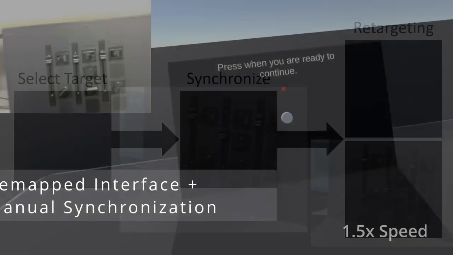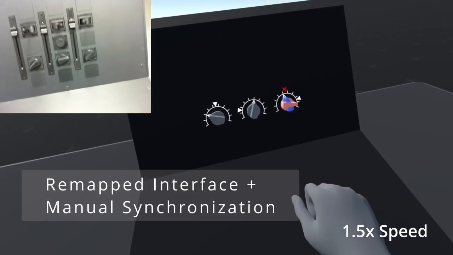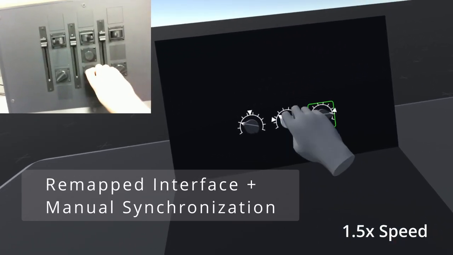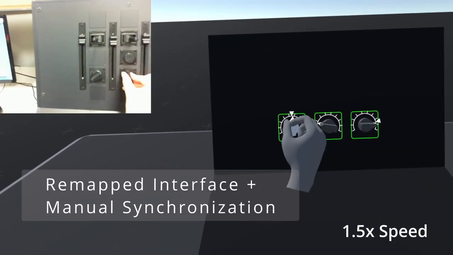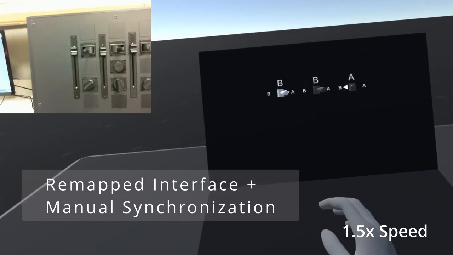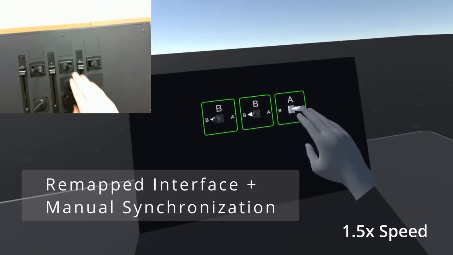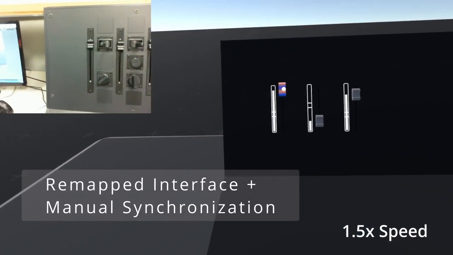Our user study explored the effect of haptic retargeting and the synchronization method used. In each task, the user saw 3 of one type of control. They were required to set the controls to a given state to complete the task. The 3 controls were remapped to the center physical control on the physical interface.